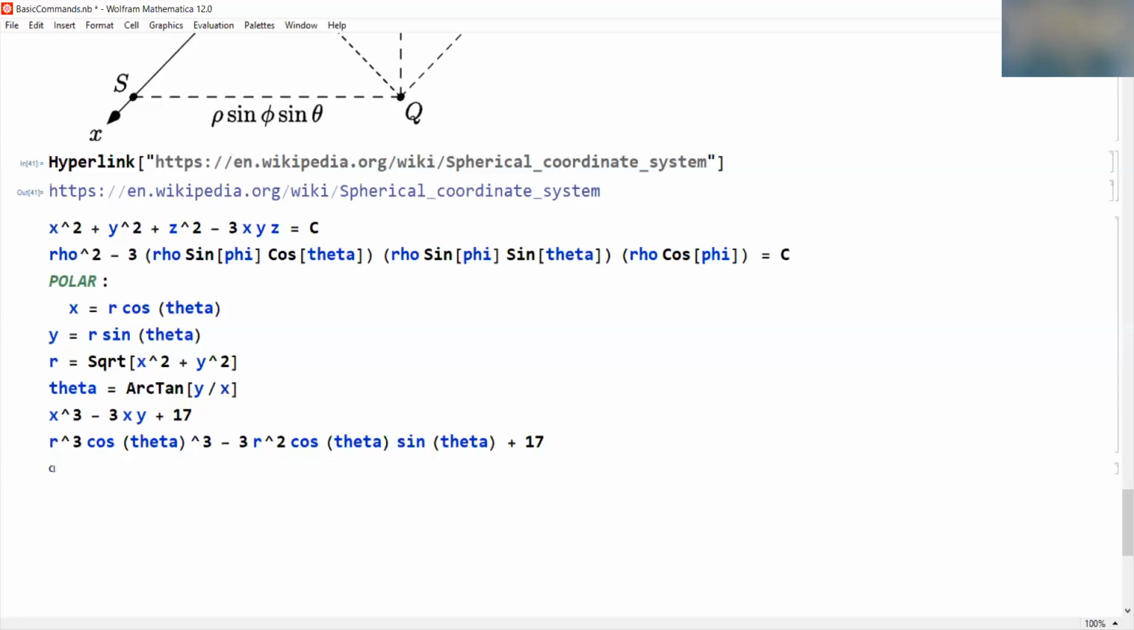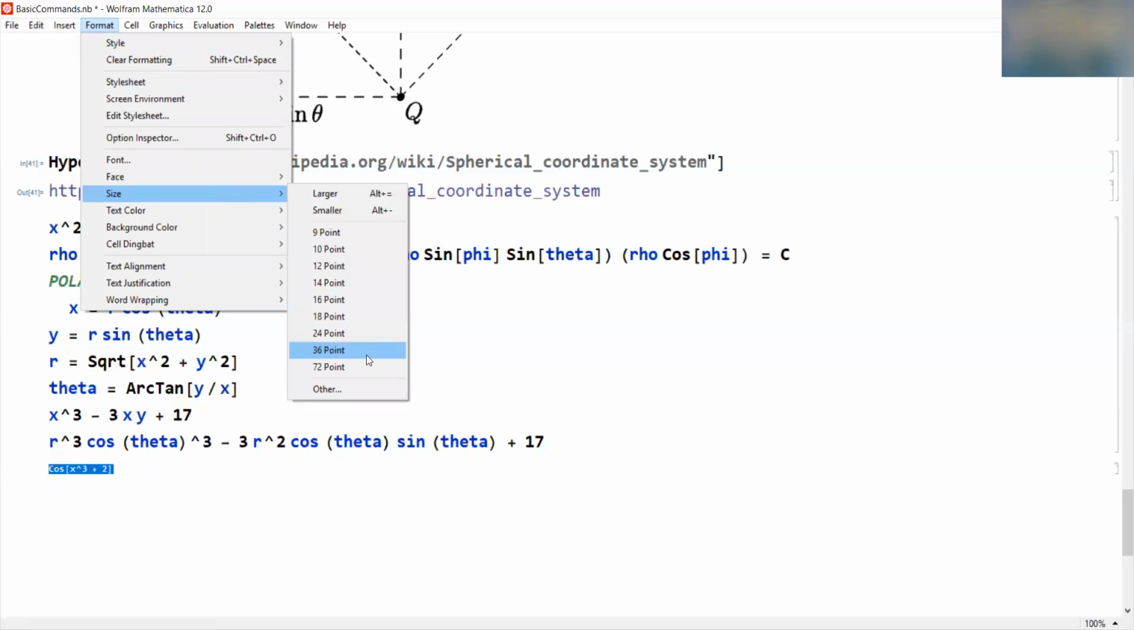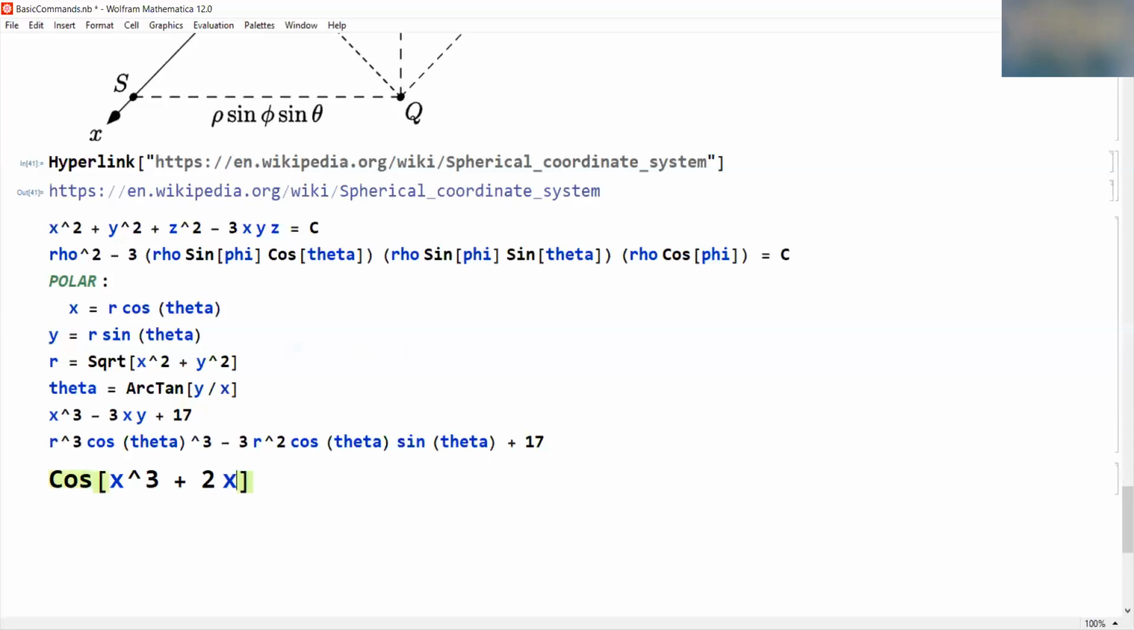Yes. I changed the function a little bit. So let me just make it a little bit larger. Whenever you hear the word "of", you should be thinking chain rule. Right? So how would we take the derivative of cosine of x cubed plus 2x plus 1? The derivative would be negative sine of x cubed plus 2x plus 1, times the derivative of x cubed plus 2x plus 1.